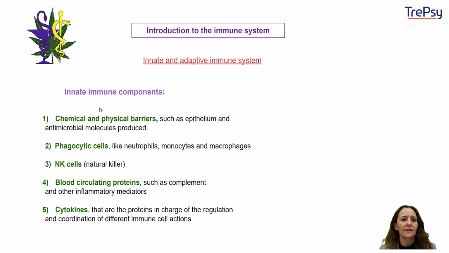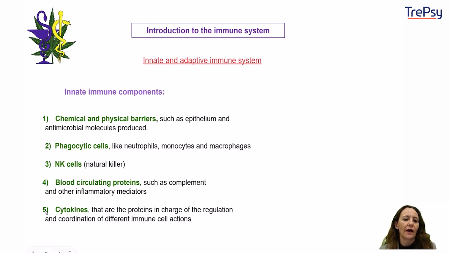So talking about the innate immune components, we have the chemical and physical barriers such as epithelium and antimicrobial molecules produced. Also we have the phagocytic cells like neutrophils, monocytes and macrophages, and we are going to talk about these two cells a lot during the lesson. Also we have the NK cells, that is the acronym for natural killer. Also, we have blood circulating proteins such as complement and other inflammatory mediators.